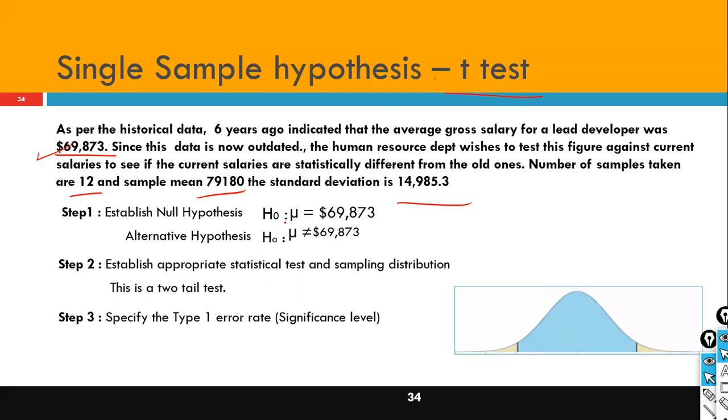Here, you are going to define the null hypothesis like this. It could be the same: the salary drawn by the lead developer 6 years back was the same as the current lead developer salary. This scenario is applicable for the recession time. I don't know how many of you are aware of this one.